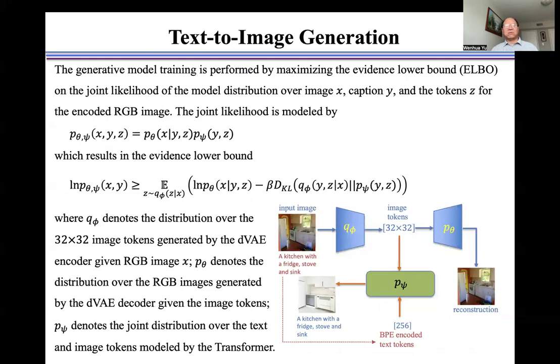The generative model training is performed by maximizing the evidence lower bound on the joint likelihood of the model distribution over image X, caption Y, and the tokens Z for the encoded RGB image. The joint likelihood is modeled by using this formulation, which results in the evidence lower bound as shown here, where Q phi denotes the distribution over the 32 by 32 image tokens generated by the discrete VAE encoder given RGB image X, as shown here. P theta denotes the distribution over the RGB images generated by the discrete VAE decoder given image tokens, as shown here. And P psi denotes the joint distribution over the text and image tokens modeled by the transformer, as shown here.